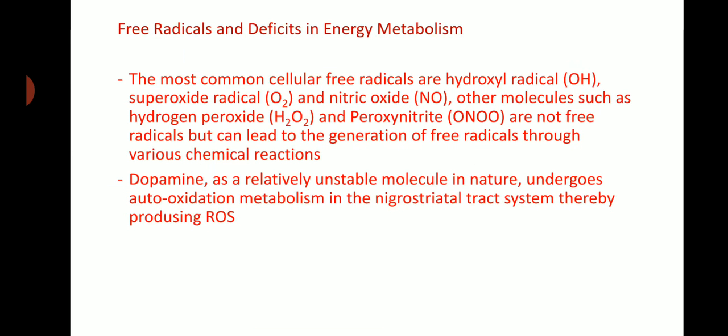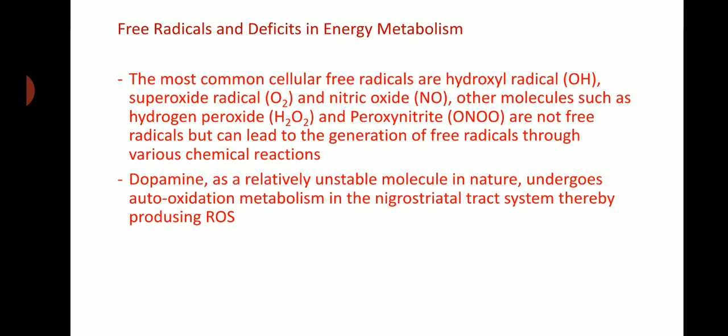Let's see the other pathophysiology of Parkinson, that is free radicals and deficit in energy metabolism. Here we are seeing what free radicals are. The most common cellular free radicals are the hydroxyl radical, that is OH, the superoxide radical, that is O2, and nitric oxide, NO. Other molecules such as hydrogen peroxide, H2O2, and peroxynitrite, ONOO, are not free radicals but can lead to the generation of free radicals through various chemical reactions.